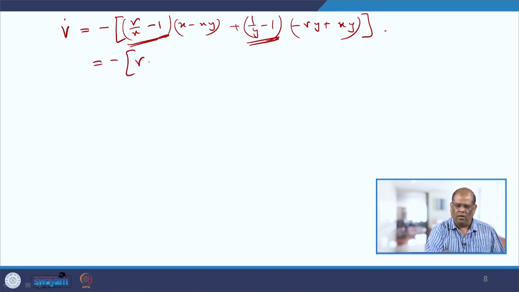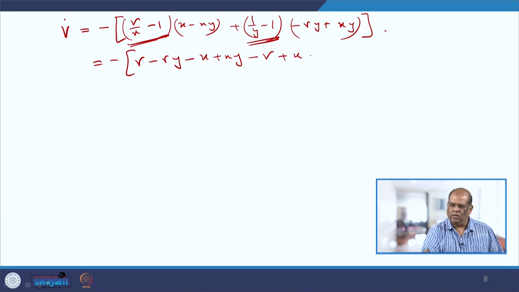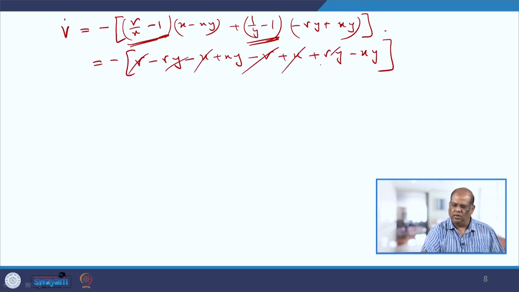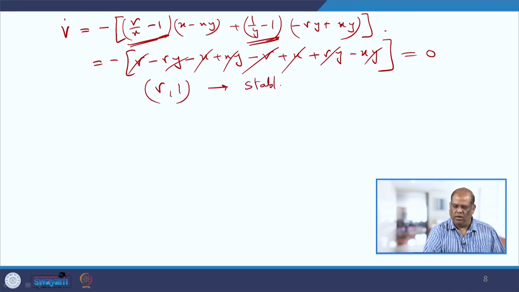gamma minus gamma y minus x plus x y, and this is again minus gamma plus x plus gamma y minus x y. If you see, this and this cancel, this cancels this, and you get this equal to 0. Which means that your gamma, 1 is Lyapunov stable, or stable, which coincides with the Lyapunov's indirect method. So, whether you use the indirect method or the direct method, in both the cases you get the same answer.